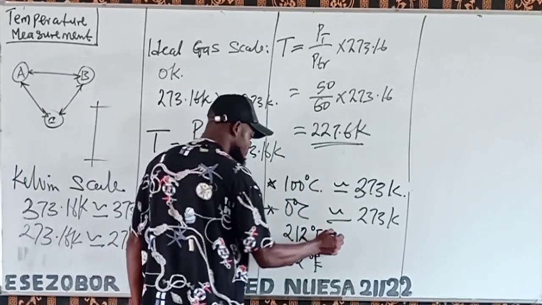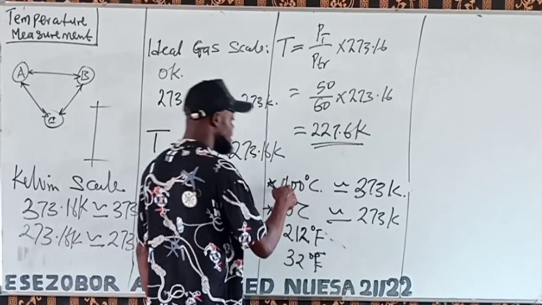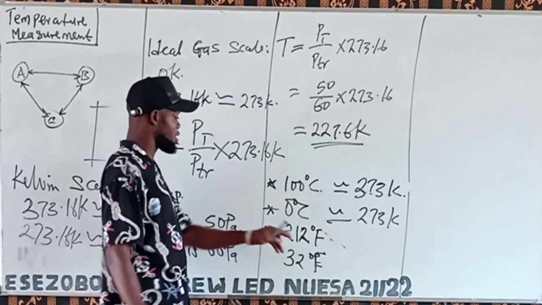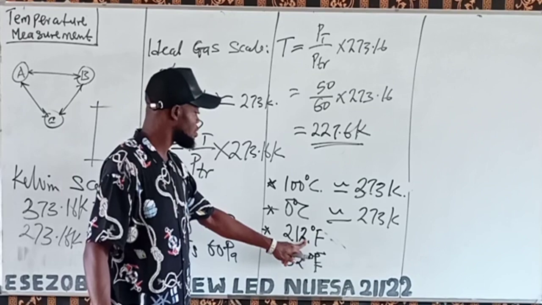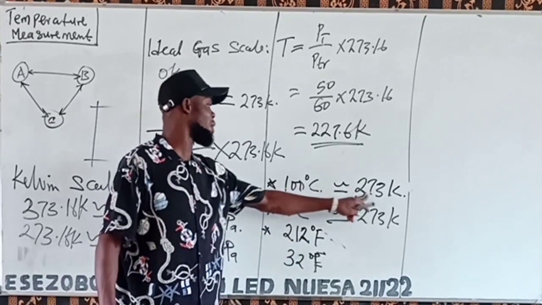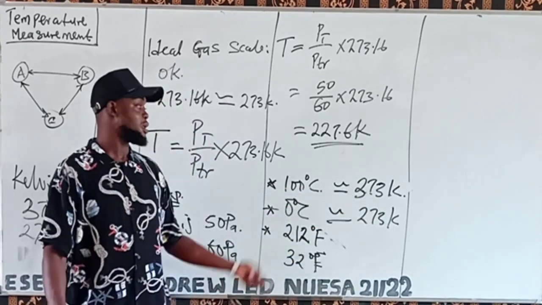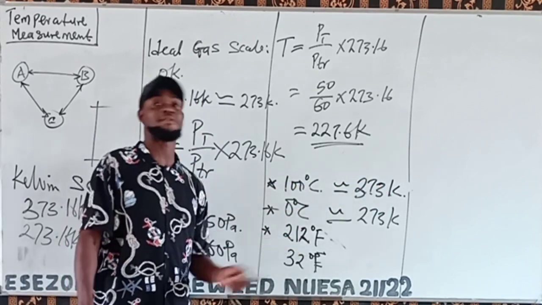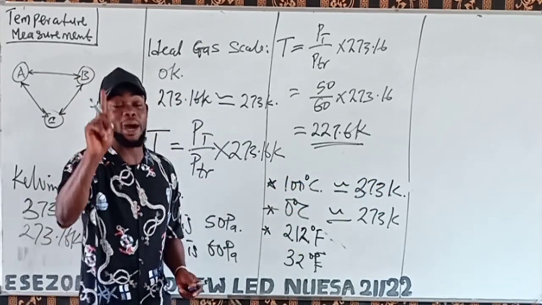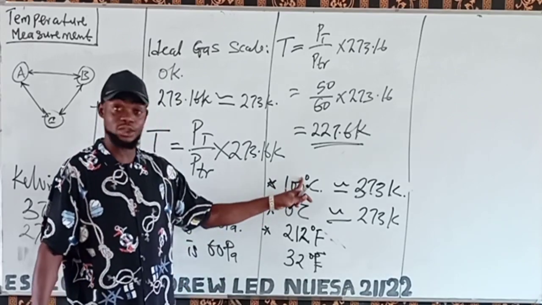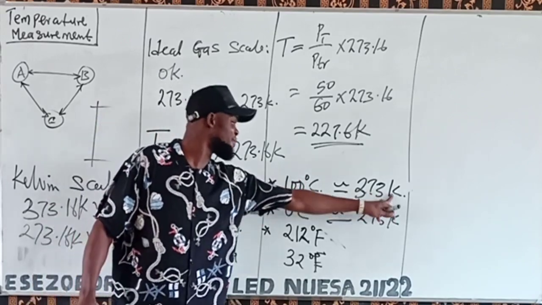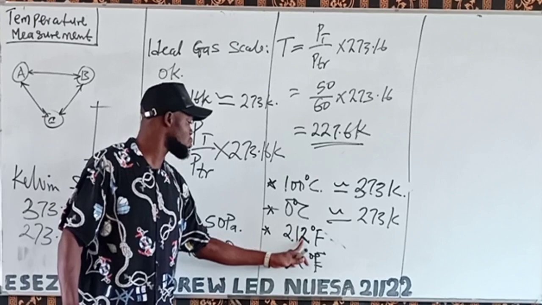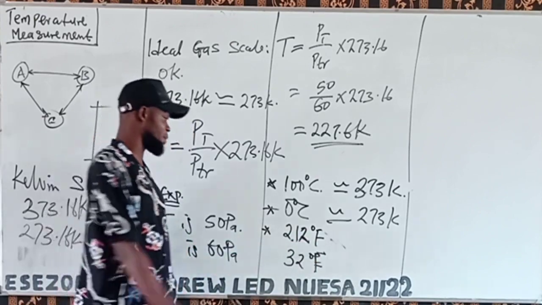Now, this upper fixed point is the same thing as 100 degrees Celsius. So look at it now: 212, 100, 373. They are all the same thing. The difference between them is that this one is Kelvin, this one is degrees Celsius, this one is Fahrenheit. So water will boil at 100 degrees Celsius, 373 Kelvin, 212 degrees Fahrenheit. Take note of that. It's very, very important.